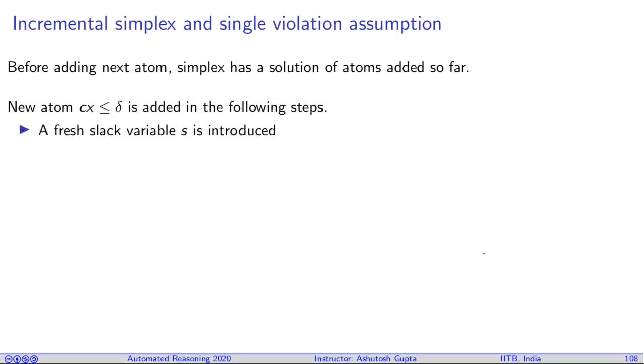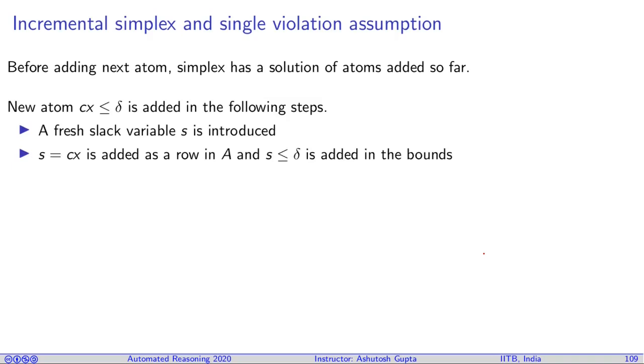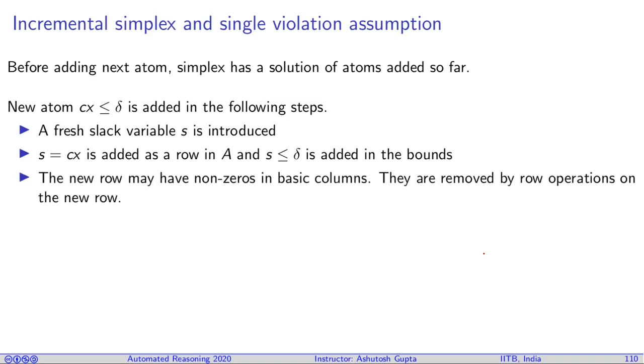A fresh slack variable is introduced, which is defined as s equal to Cx, and you add a constraint s less than or equal to delta. So basically, you're adding a variable and a bound, with s equal to Cx. Now you must introduce minus 1 in the last column: minus 1 times s plus Cx equals 0.